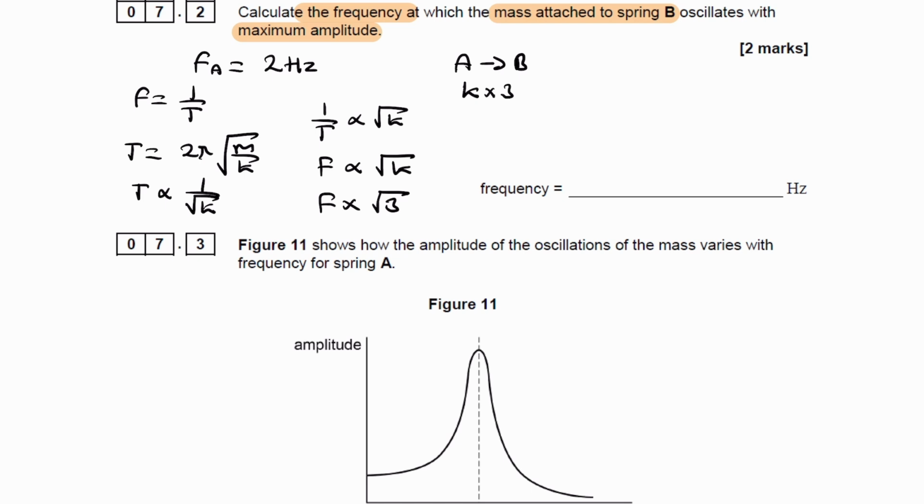So now we know the factor by which K changes, replace K in the proportionality with that, and change the proportionality symbol into a multiplication symbol. Frequency gets root 3 times bigger. It was 2 Hz to begin with, now it's root 3 times bigger, so that'll be 2 times root 3, which is 3.46 Hz. Round to 2 sig figs, 3.5.